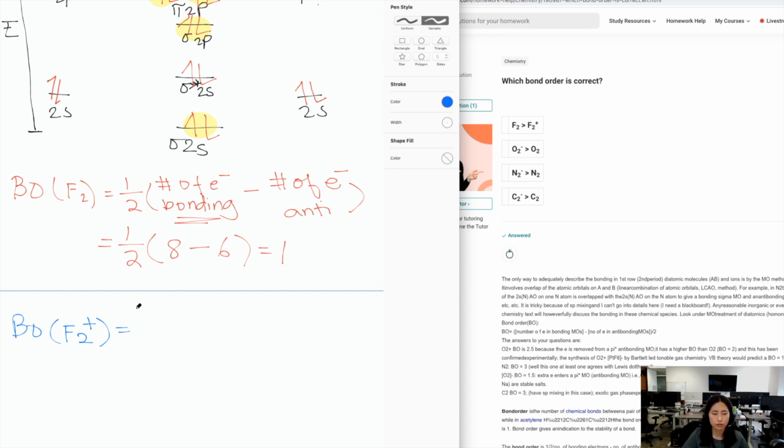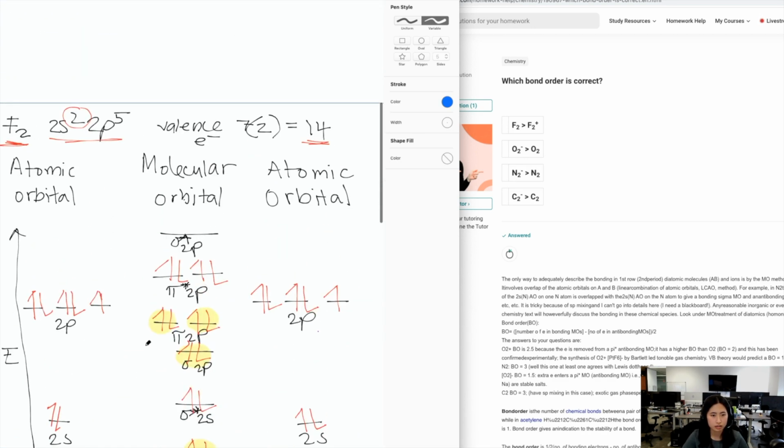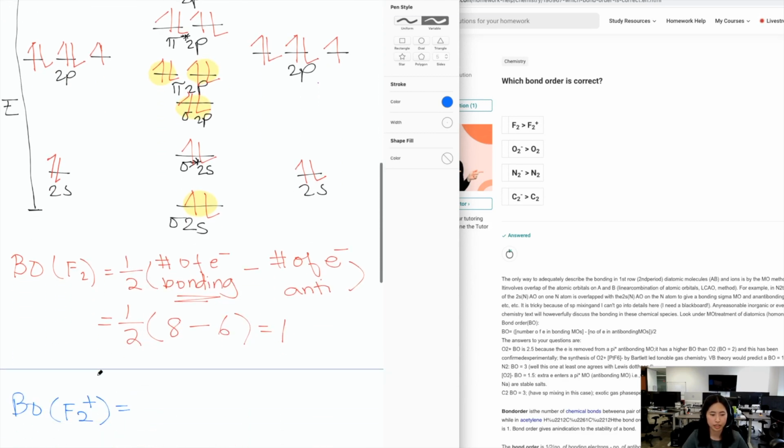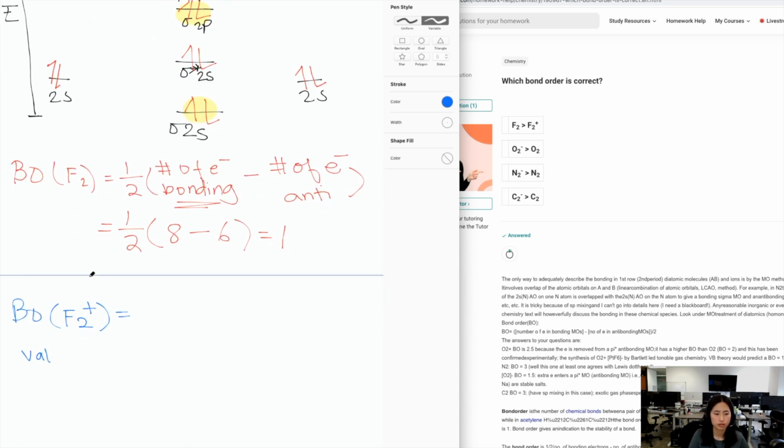Okay, so for F2 plus, now the valence electrons will be different because now you have a plus charge. So let's start off by writing the valence electrons of F2 plus. The valence electrons of F2 plus is simply going to be 7 times 2, and then you have minus 1, because of that plus charge. Remember, it has a tendency to lose electrons if you have a plus charge, because it's a cation. So 7 times 2 is 14, minus 1, which would give us 13.